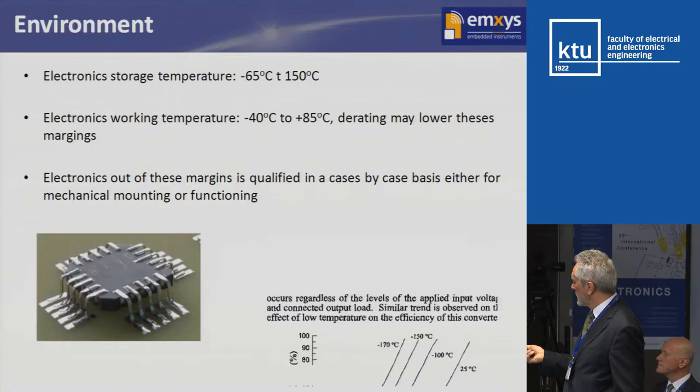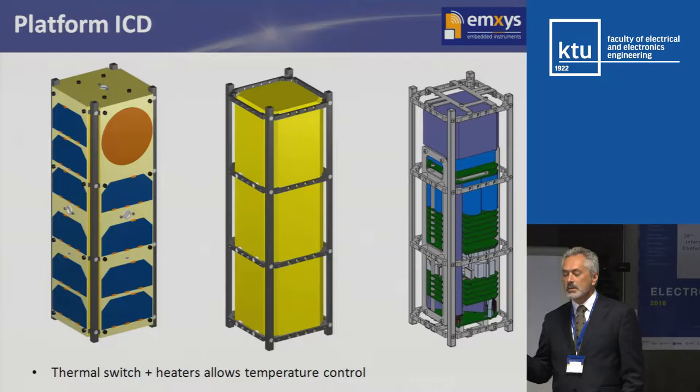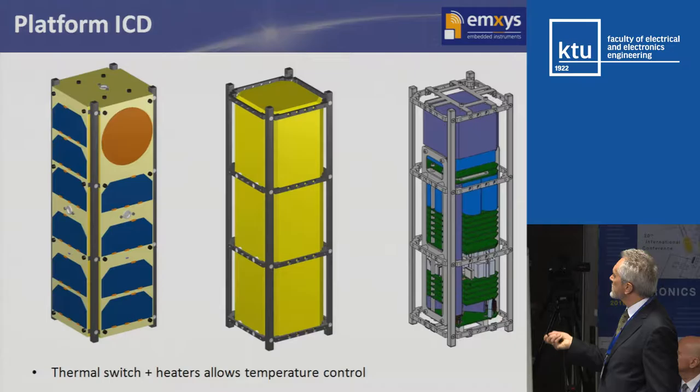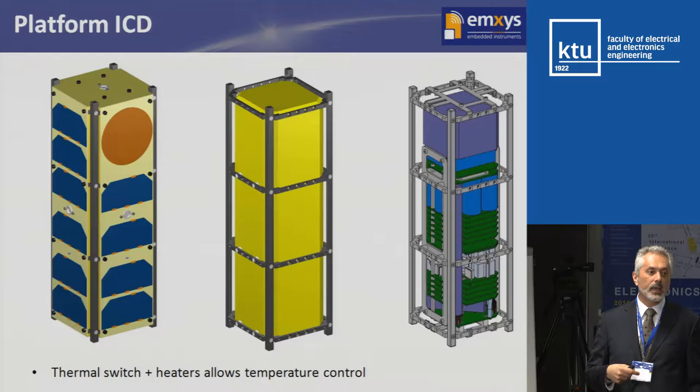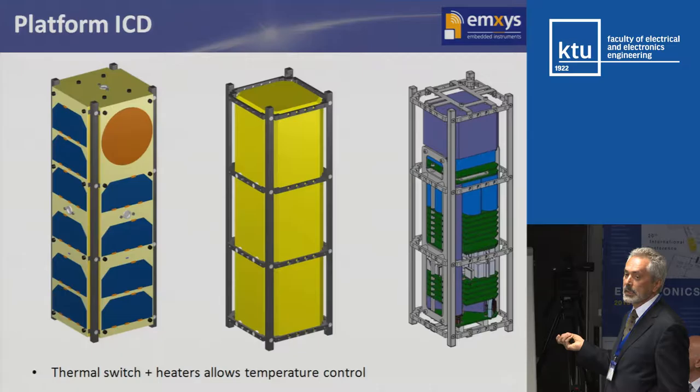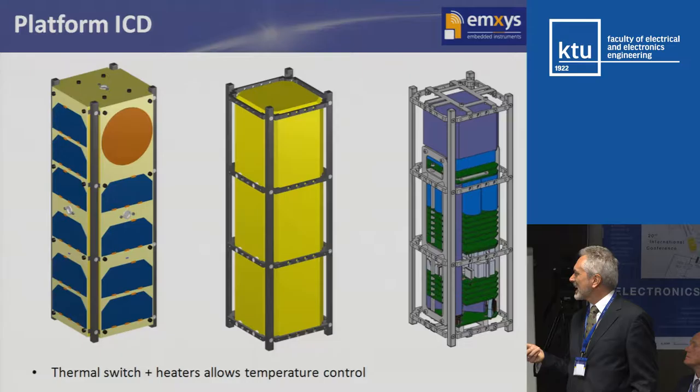What we have decided to do to make the electronics work in these extreme temperatures is to cover the exterior part of the satellite, the inner part of the satellite, and in the middle we have put a multi-layer insulation that keeps a very good insulation between the outside and the inside, and has a very low thermal conductivity between the inside and the outside.